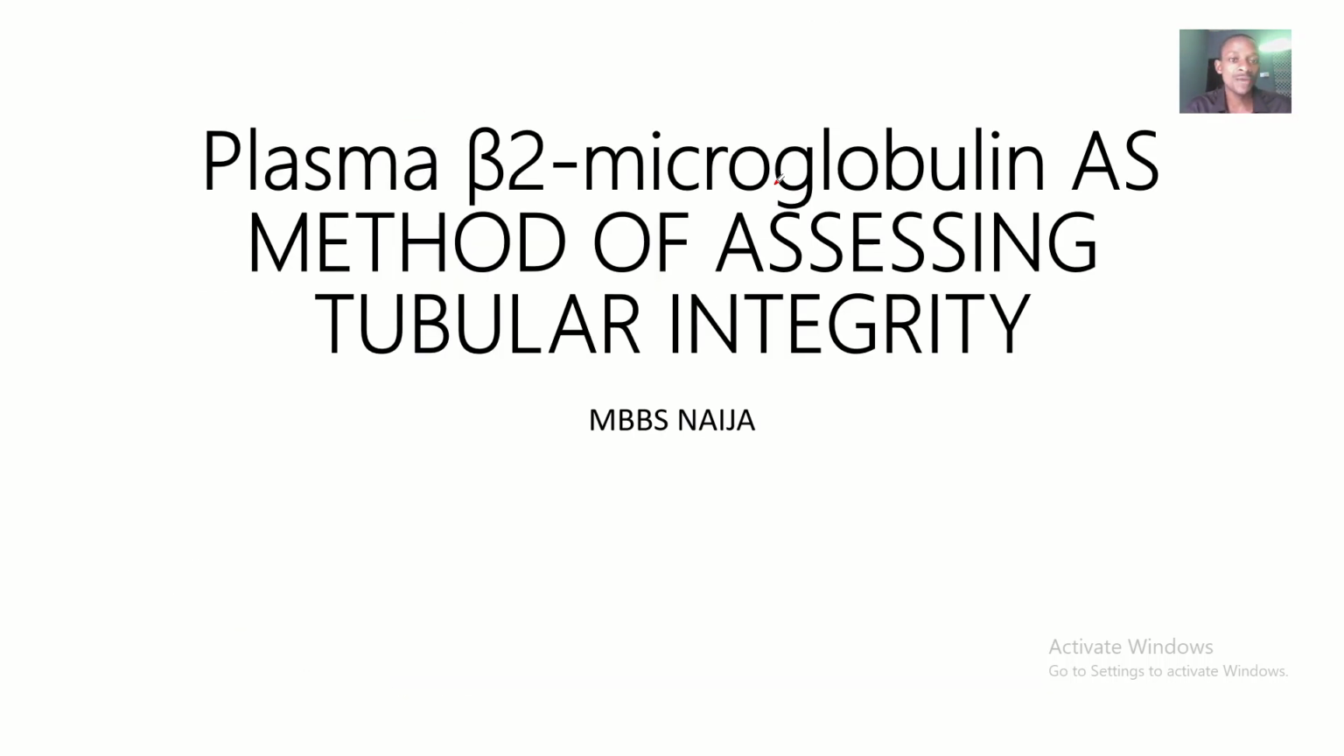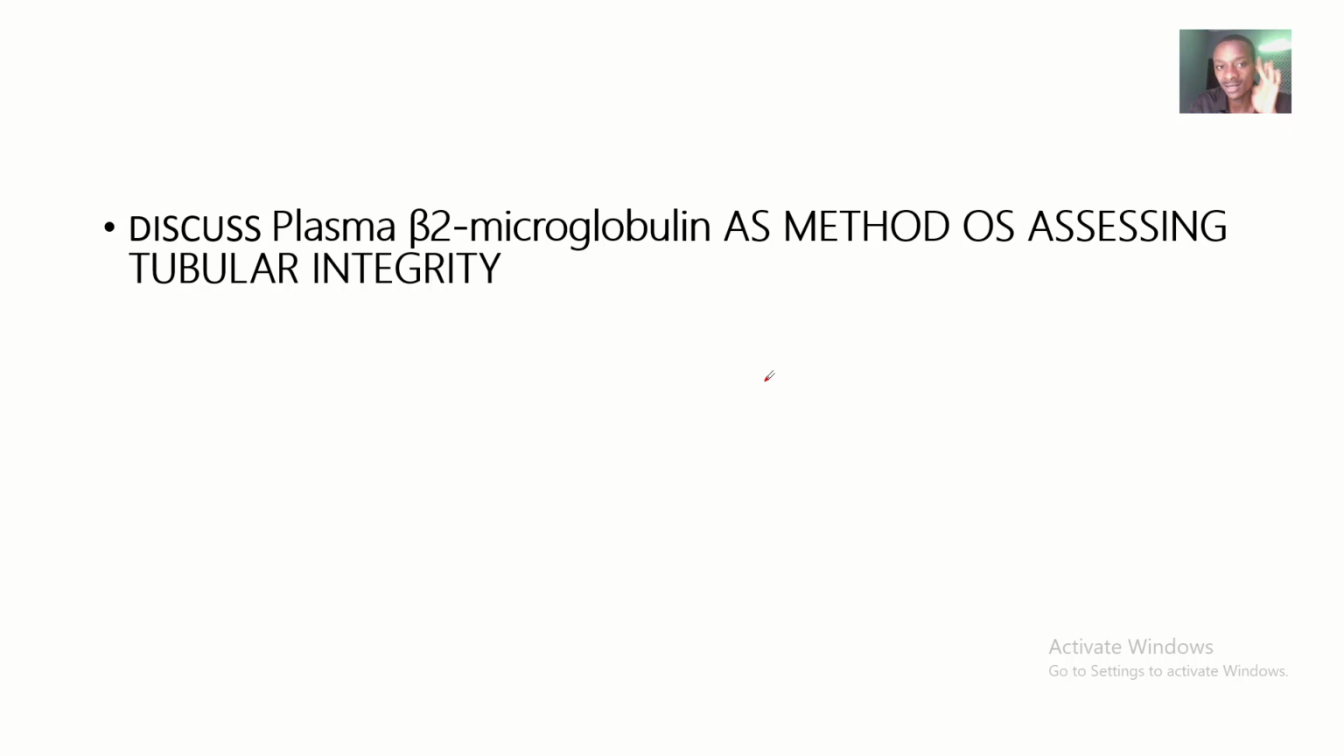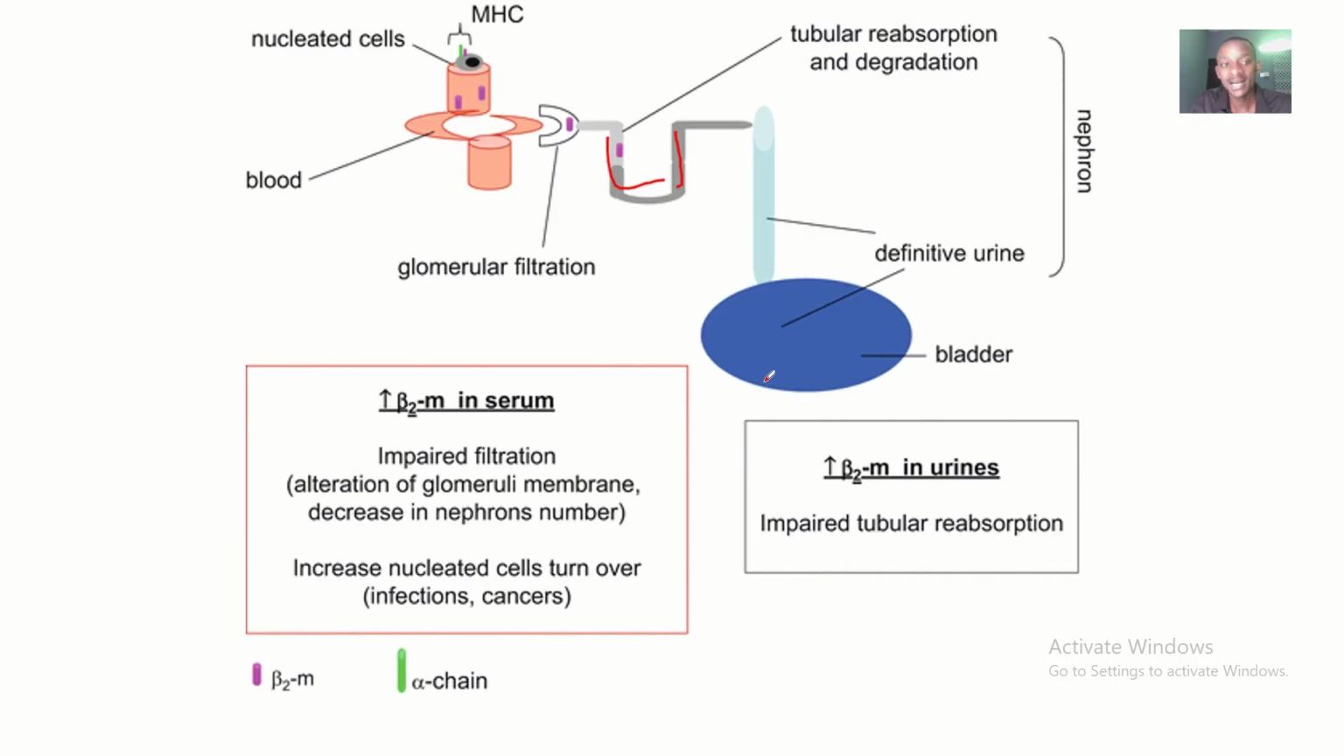Okay, so we'll be looking at how we can use plasma beta-2 microglobulin as a method of assessing tubular integrity. Let me just tell you guys a little story about it. It's basically a protein that is greatly reabsorbed by the tubules. Do you understand? So if you want to test for tubular integrity, you give the person this protein. You know that this protein is greatly reabsorbed. Now, if you then see a great amount of this protein in urine, there is a problem. That's how we can use plasma beta-2 microglobulin to assess tubular integrity.